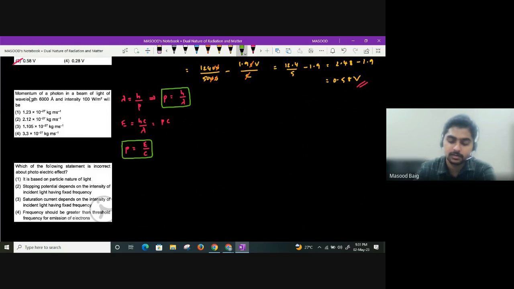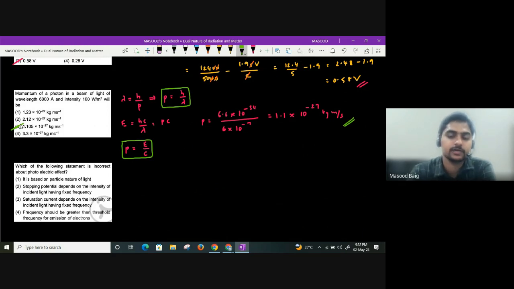They're asking momentum of a photon in a beam of light of wavelength 6,000 angstrom. Intensity is given. What is the momentum they are asking? So wavelength is given. For us, there is no necessity of intensity here, guys. Because wavelength is given directly, we can find it out. So what will momentum be? H value, you know, it is 6.6 into 10 power minus 34 divided by 6,000 angstrom. So I can write as 6 into 10 power minus 7, guys. So I'll get it as 1.1 into 10 power minus 27 kg meter per second. Clear, all of you?